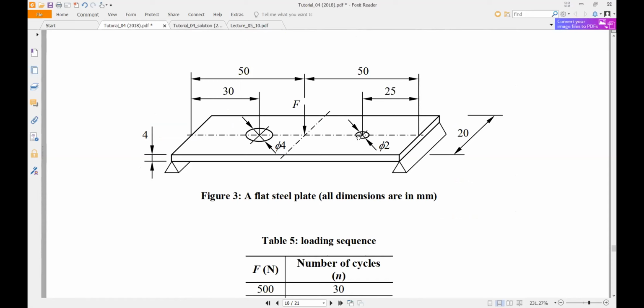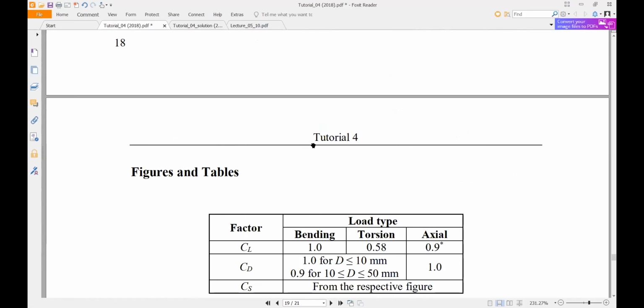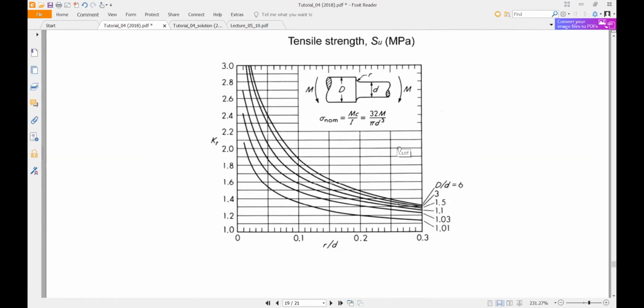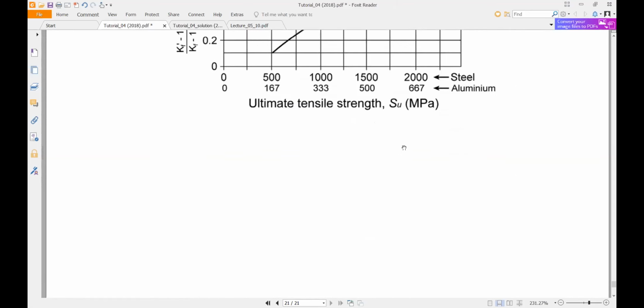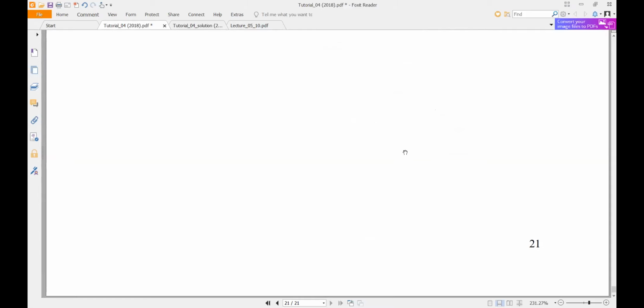So you need to find out the KF value in here and the KF value in here, and there is no other KF value, but you need to find out the strength in here. So you can find out CD, CS and Q value, KF and KF prime.